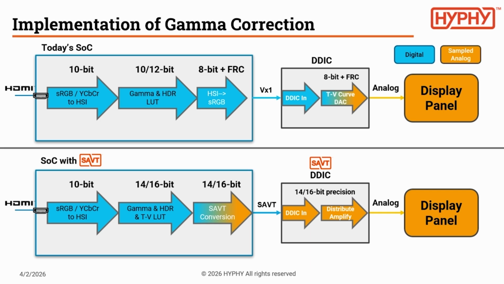The SAVT system works differently. We get the same 10 bits coming in, but we handle the gamma, HDR, and also the TV curve adaptation for the display in a 14 or 16-bit environment. And then we don't need to cut down to 8-bit to transmit. We transmit the entire 14 or 16 bits to the display driver to drive the display. And that means we have a much, much better definition at the display side.